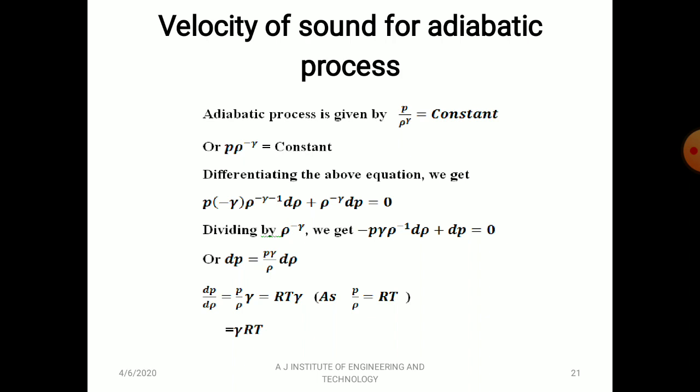So P by rho, from the equation of state, has the value RT, where R is a gas constant and T is the absolute temperature in Kelvin. So in place of P by rho, you can substitute RT, so it becomes gamma RT. In R.K. Bansal's textbook, they have considered the K value in place of gamma. So you can use any symbol, gamma or K. So that is equal to gamma RT.